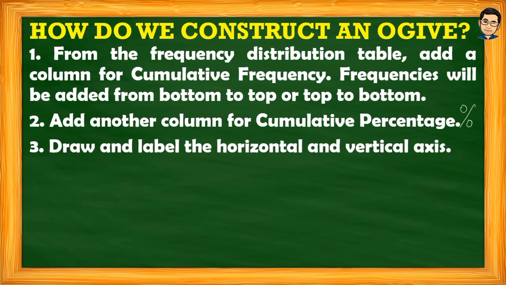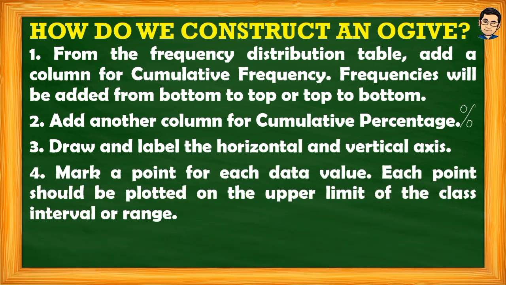And then, draw and label the horizontal and vertical axis. So, kagaya pa rin ang ginagawa natin sa mga nakaraang graph. So, kailangan nating i-label yung mga axis, yung horizontal and vertical axis. And then, mark a point for each data value. Okay, so makikita nyo dyan yung point. Wala po tayong makikitang rectangles dyan. Each point should be plotted on the upper limit of the class interval or range. Okay.